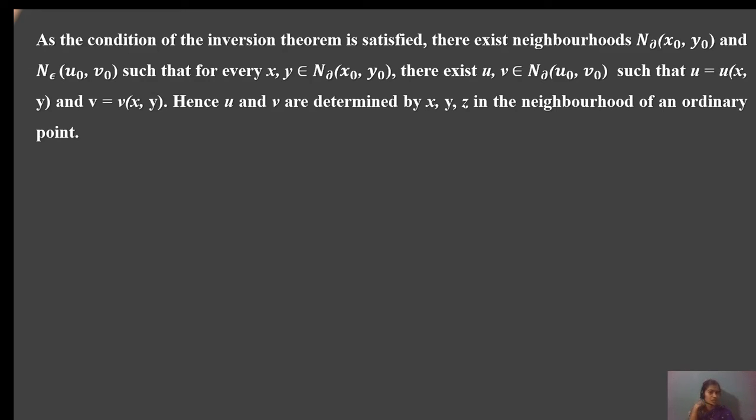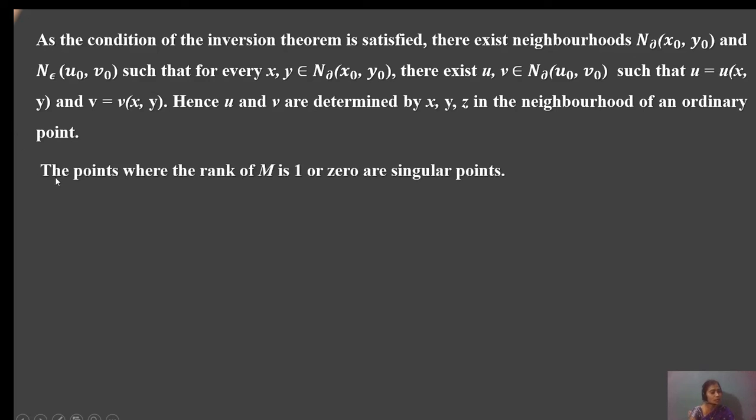Okay, this inversion theorem is satisfied for every value of x, y in an open set, with (x0, y0) in the neighborhood. Same as the u, v condition, u is generated as u(x,y) and v as v(x,y). Hence u, v are determined by x, y, z at an ordinary point. The points where the rank of M is 1 or 0 are the singular points.